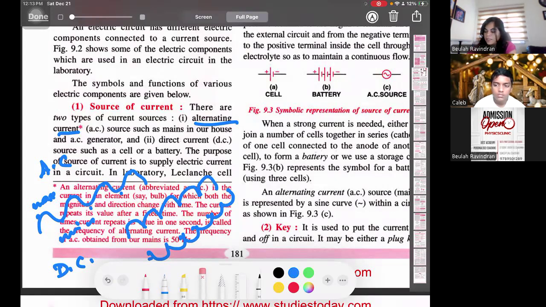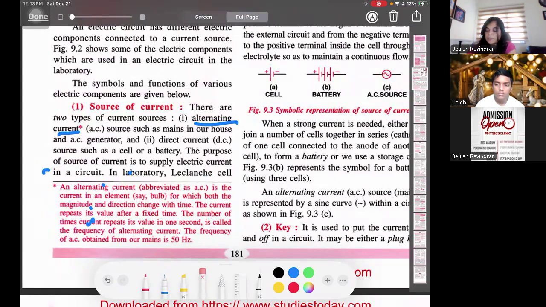So most of the devices are functioning in direct current. We are getting alternating current from our EB post or something. So that AC current is now converted to DC current by all devices. For example, if the refrigerator is running, it is converting the AC current into DC current. There is a converter inside all the devices.